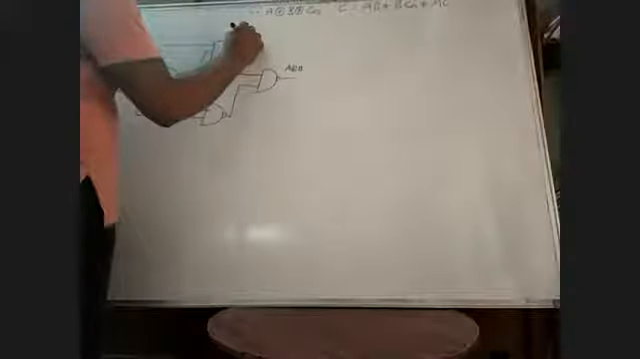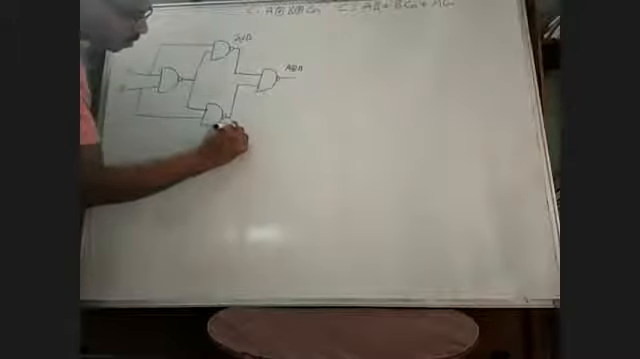And you know the output at this point is A bar plus B. Output at this point is A plus B bar. Output at this point is A B whole bar. This is the first level.